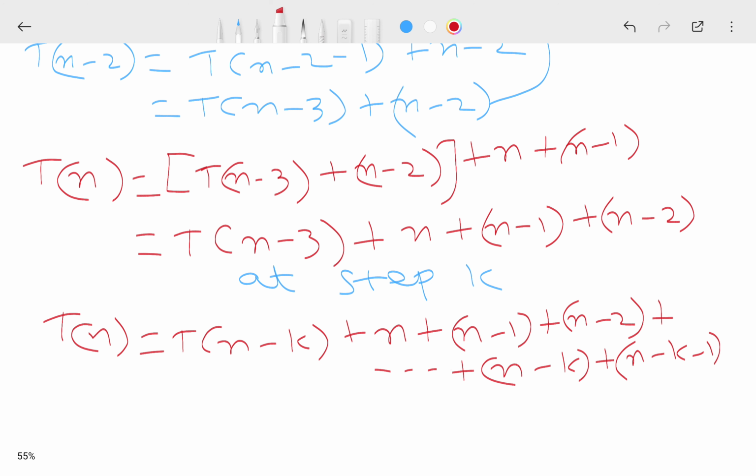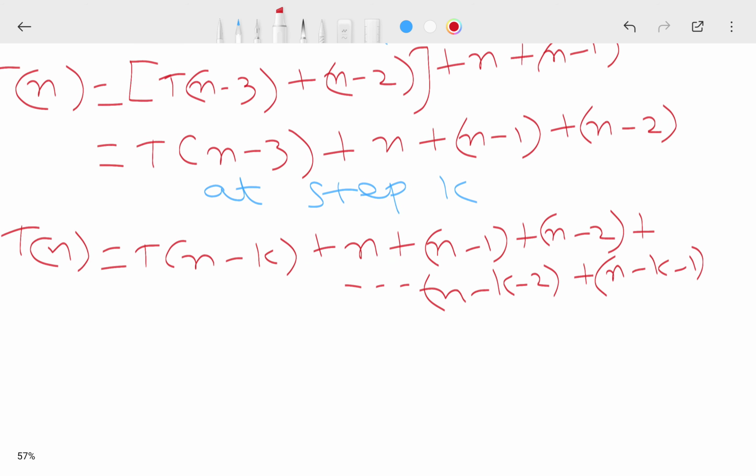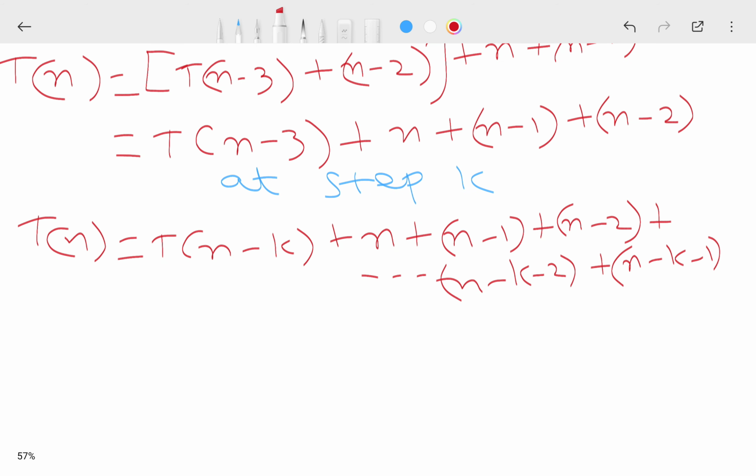So in the same way, if it is k, it will be t of n minus k plus n plus n minus 1 plus n minus 2 plus up to n minus k minus 2. Sorry, this is actually not n minus k. So now we only know the value for t of 0.